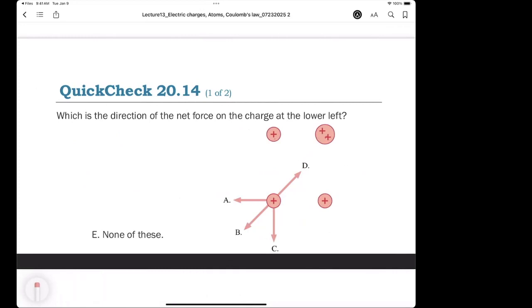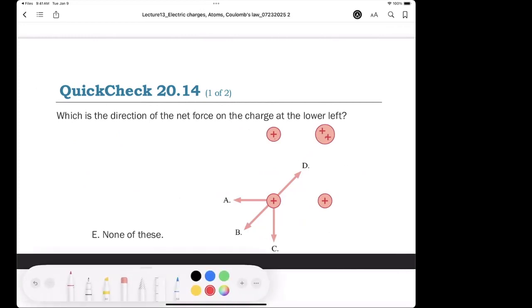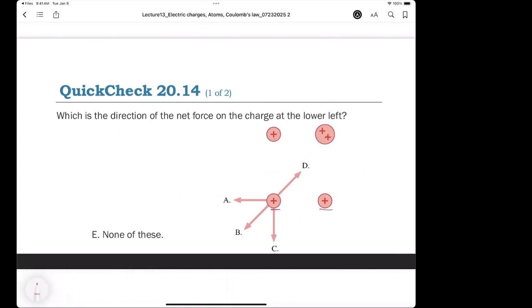Because this is positive, this is positive, so it is a repulsive force. So this is this to this, and this is this to this, so these two will have this force. Also, this to this will have the repulsive force because it's the same thing. So the direction for the net force should be B. Yeah, sorry about just now.